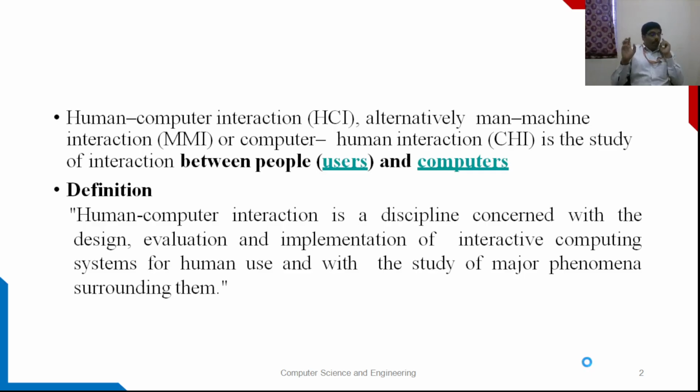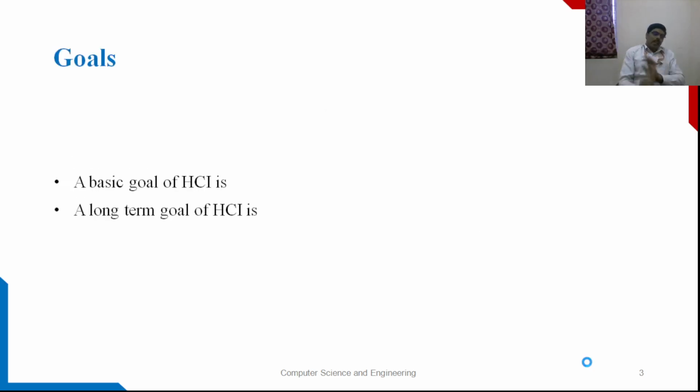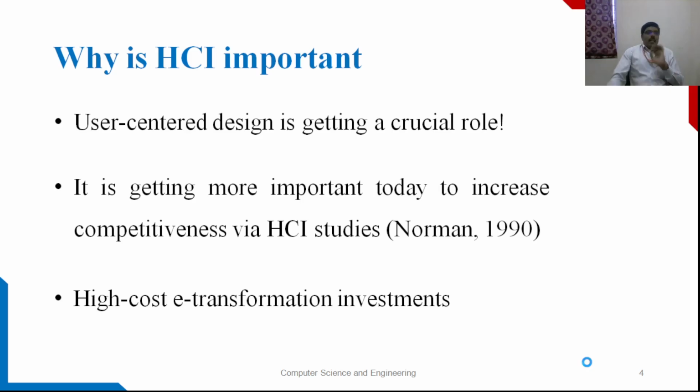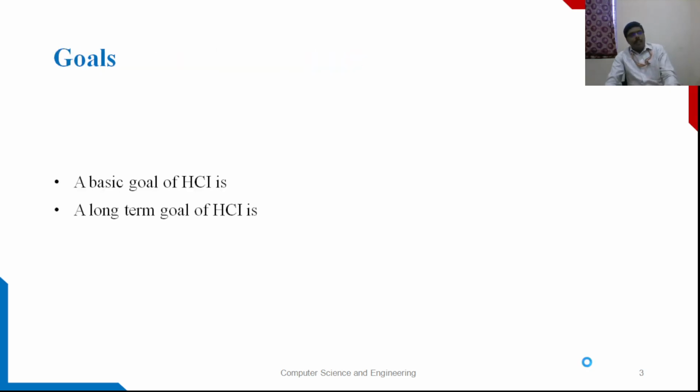The definition of human-computer interaction is: it is a discipline concerned with the design, evaluation and implementation of interactive computing systems for human use, and with the study of the major phenomena surrounding them.